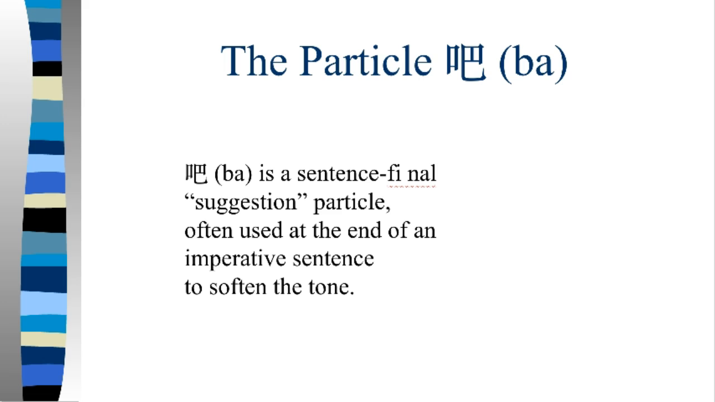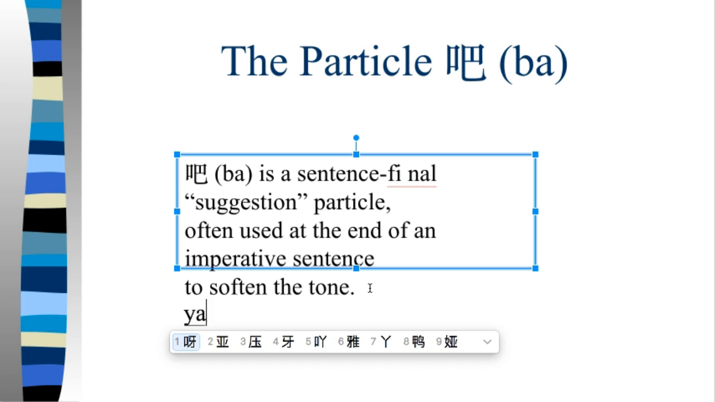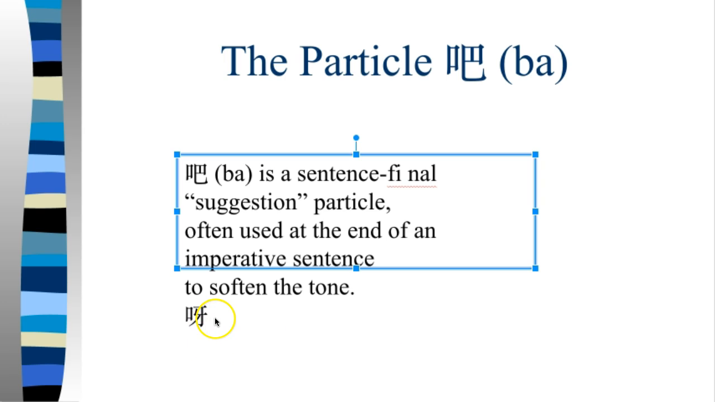吧 is very similar to 呀. We talked about this sentence particle 呀, which means you use it after a question to soften it, like 谁呀? Okay, 吧 is used also at the end of a sentence, usually at the end of a command to soften the tone. Again, it's not very important. It doesn't mean anything. You can get rid of it, and the sentence would not change. It's just one of those things that people say in speech to soften the tone of their voice.